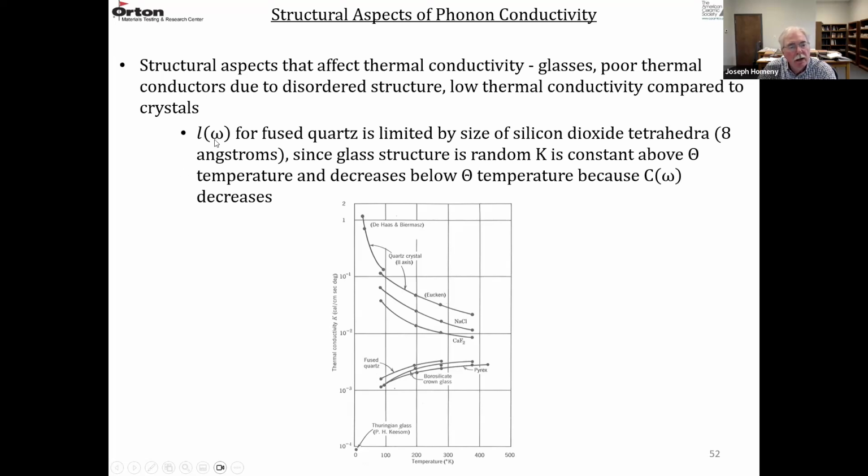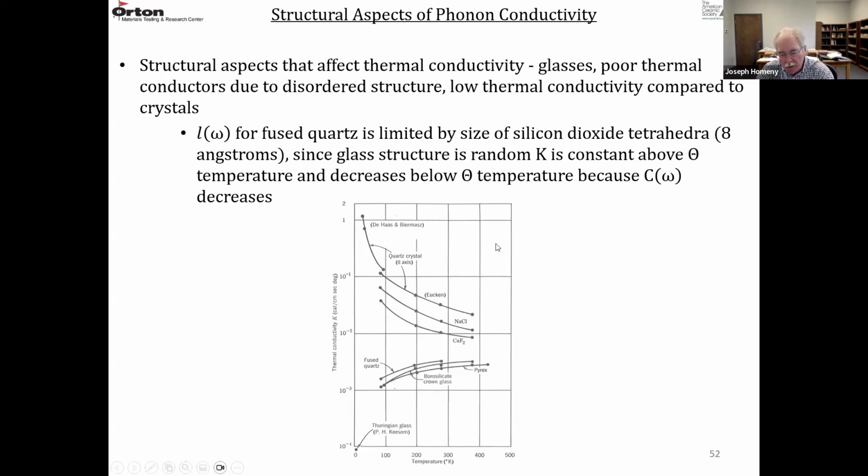So L omega for fused quartz is limited by the size of the SiO2 tetrahedra. And these are on the order of 8 angstroms. So since the glass structure is random, K tends to be a constant above the Debye temperature, and then below the Debye temperature, it's going to decrease because of the heat capacity decreasing. You can see the Debye temperature is probably in this range here. It starts to level off as a function of temperature.